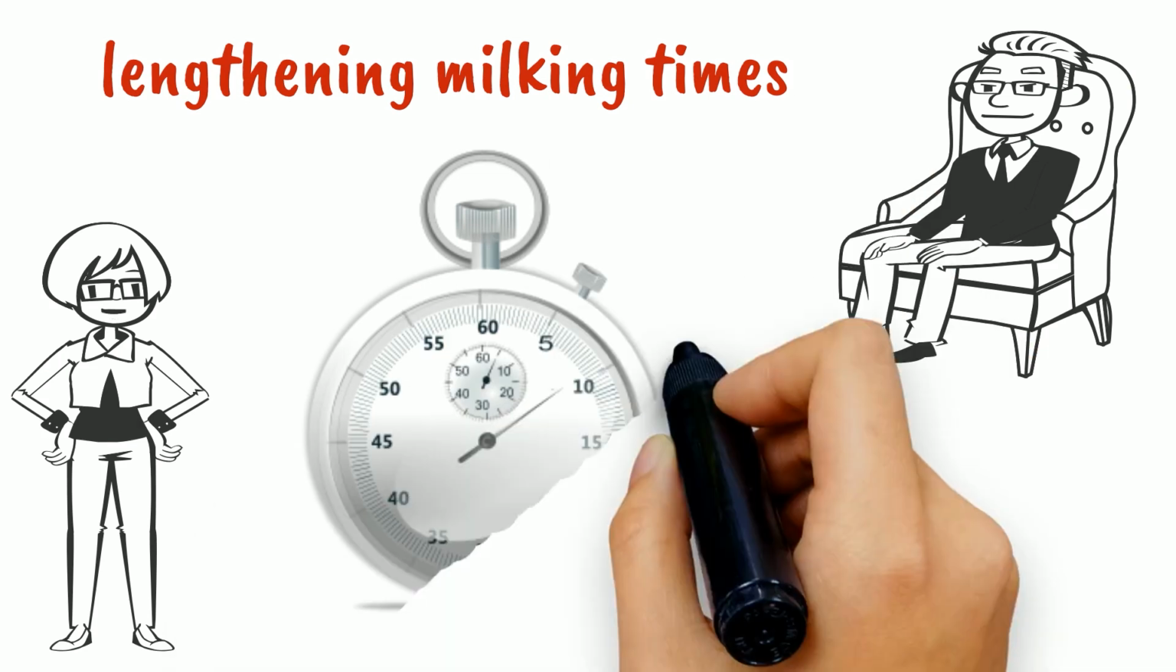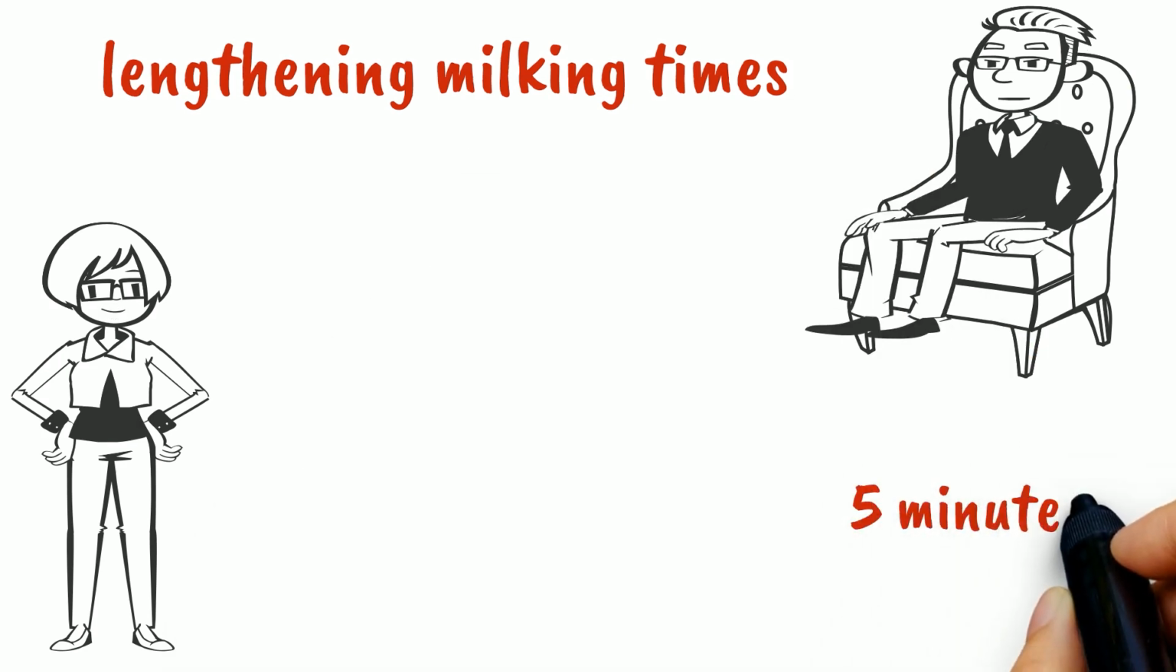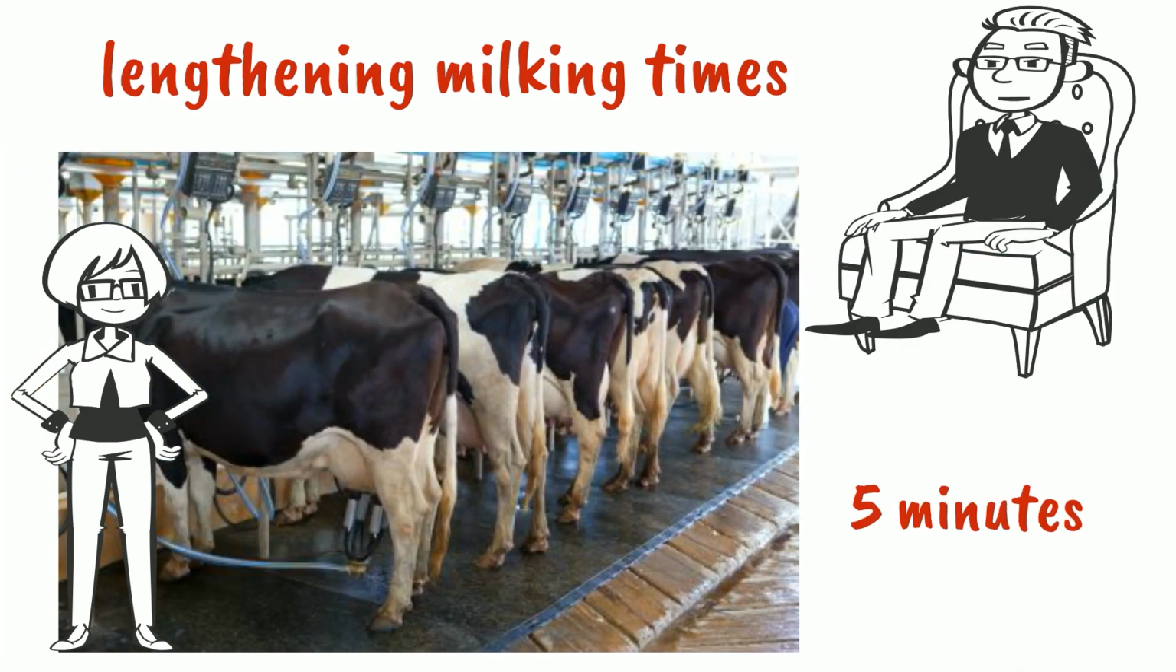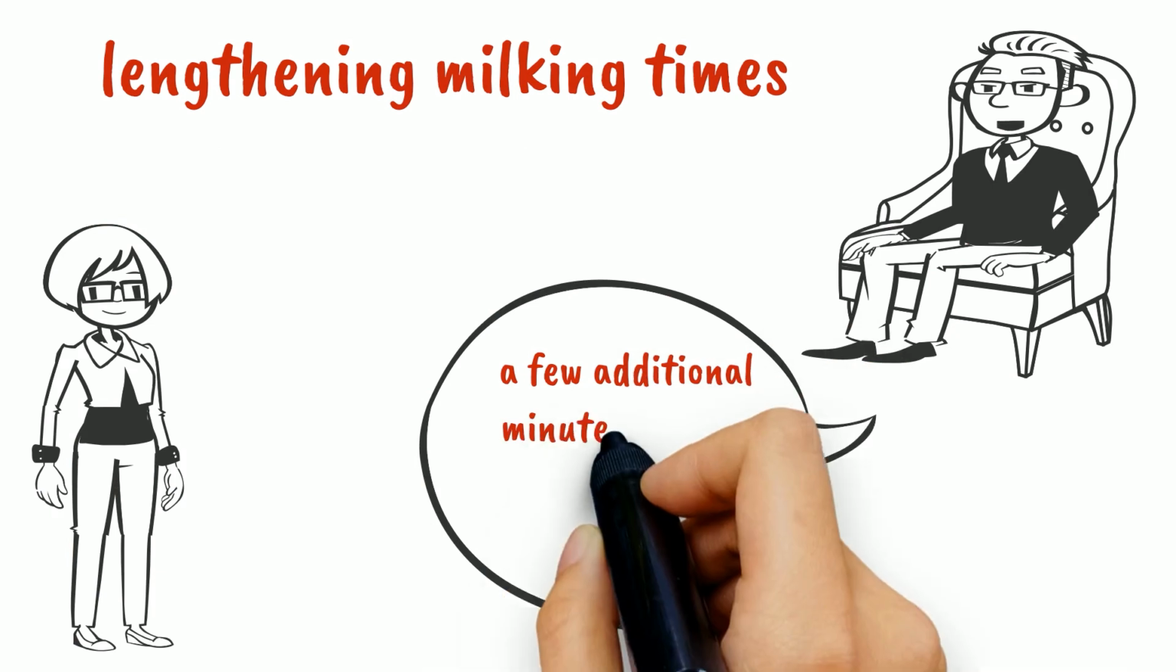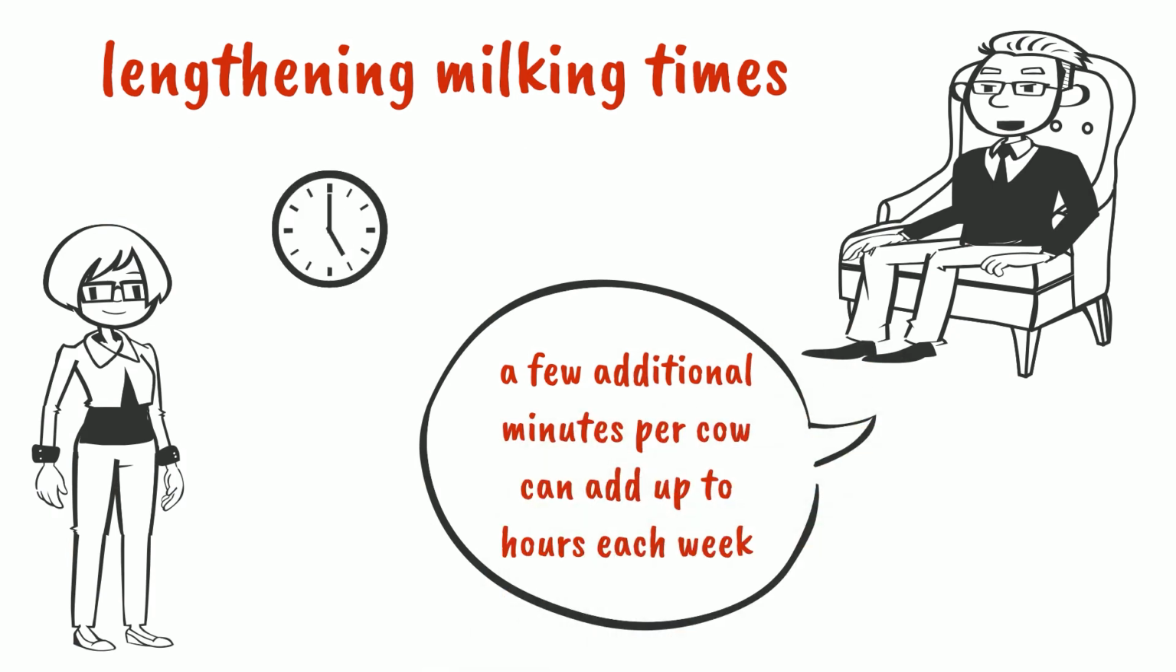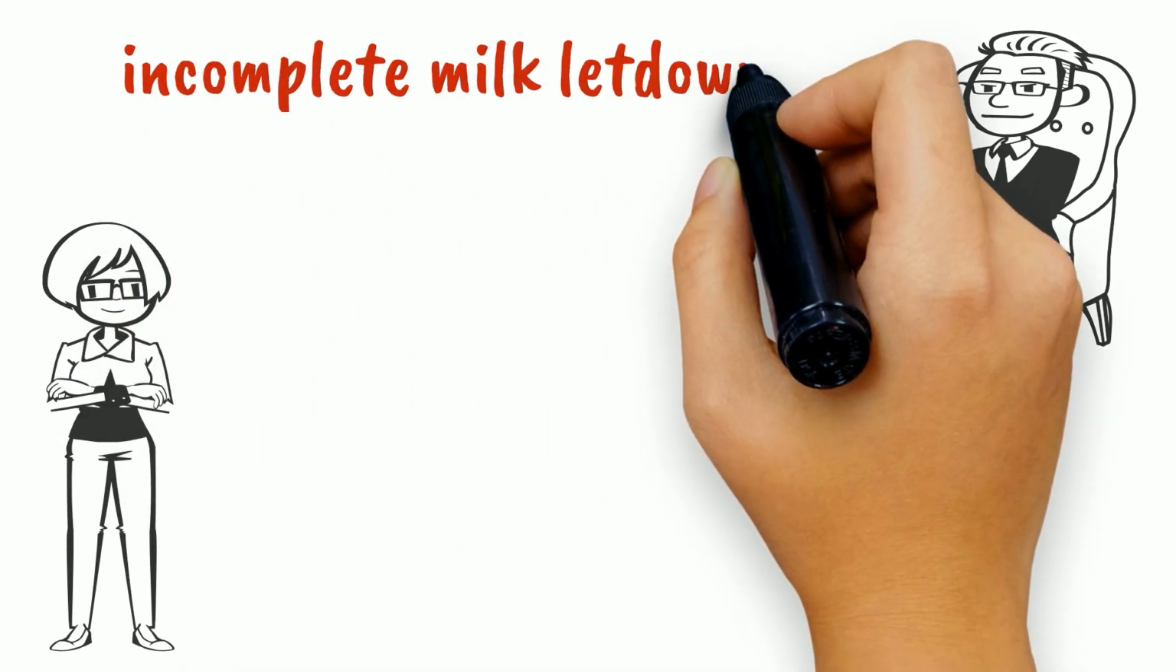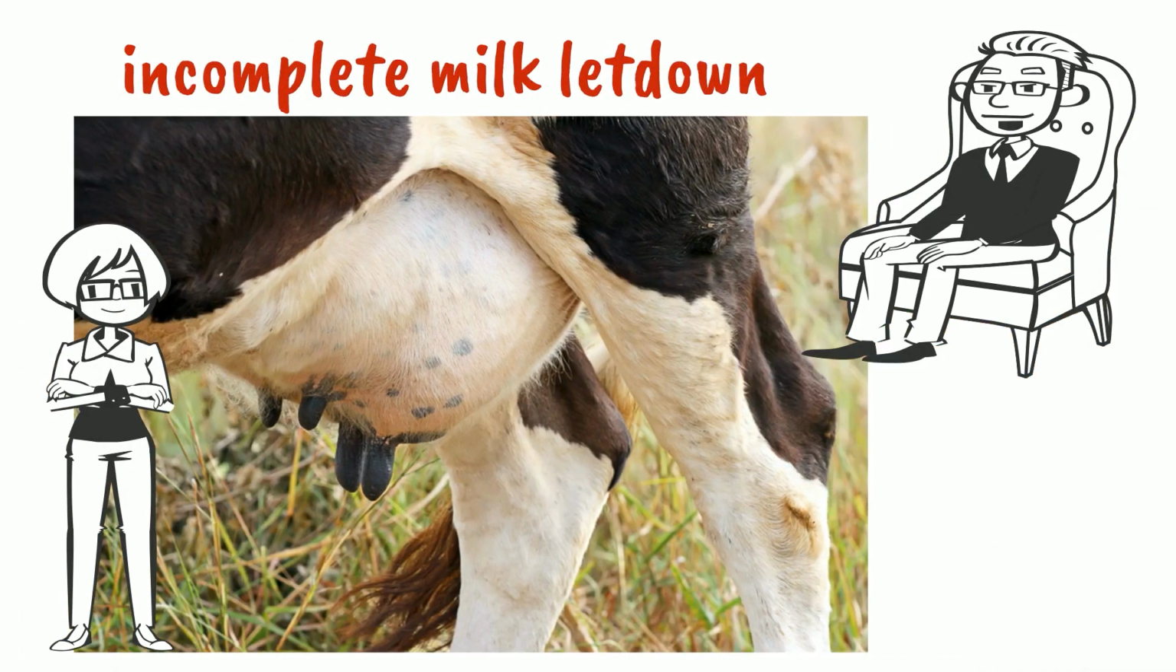Why is lengthening milking time important? Today it takes about 5 minutes to milk a cow with an automated milking system. Several cows can be milked simultaneously. Adding even a few minutes per cow to the milking time can increase the workload for farmers that have large herds. To make matters worse, some cows won't let down all their milk.